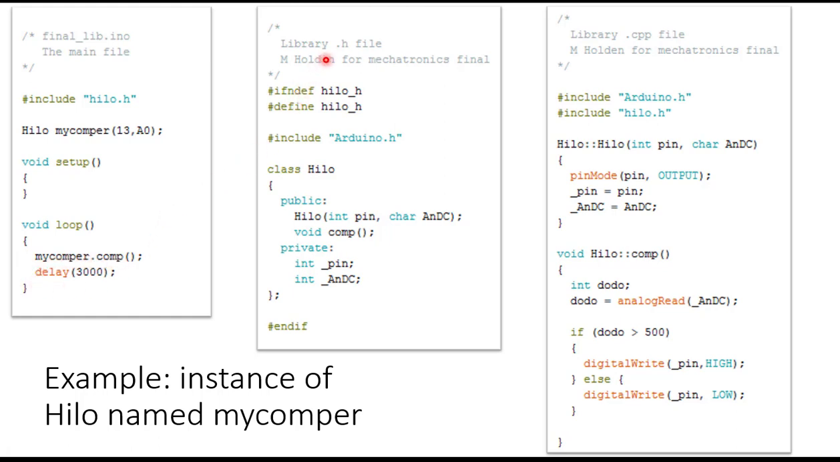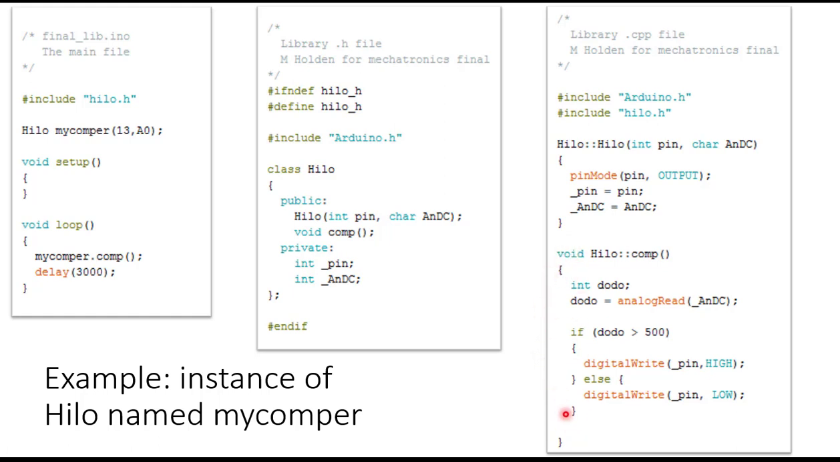And then here we have the .h file and the .cpp file. So the .h file, remember, is telling us what's in the library. So you can use this as documentation or to have a top level look at what's going on. So public, we have the constructor, and we have a function named comp, and that's what we're calling over here. Private, we have two integer variables, underscore pin and underscore ANDC. And then in the CPP file, we have the constructor, hilo, same name twice. Then we have the comp function defined here.